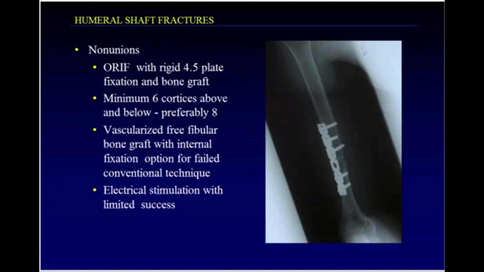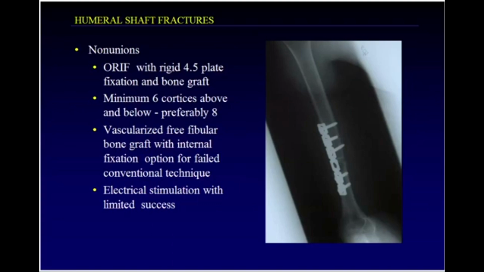This is a 4.5 millimeter reconstruction plate, and I do not think that this is appropriate treatment for this humeral shaft. I assume this is a humeral shaft non-union. This plate is nowhere near as strong as a 4.5 millimeter DCP, and this would not be the best treatment for this humeral shaft.